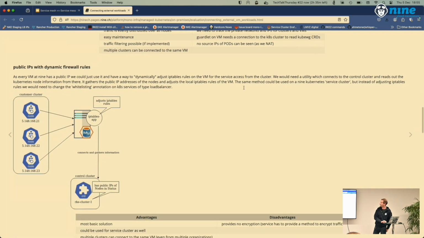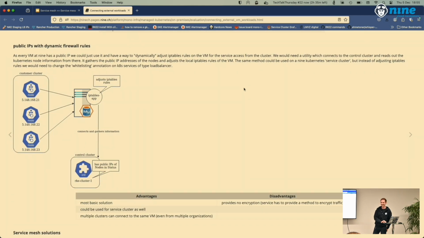Then, another idea: public IPs with dynamic firewall rules. We never really looked at that. Basically, the idea was that we have something running on the database server on the VM, like a software, which checks, hey, what are the current IP addresses of the Kubernetes cluster, and I adapt the firewall rules dynamically. That was the idea. It provides no encryption, right? That's a bit of an issue. It just takes care of the authorization part. And I think nowadays, if I would have a look at that again, the delay in some of it might be a problem, right? So yeah.